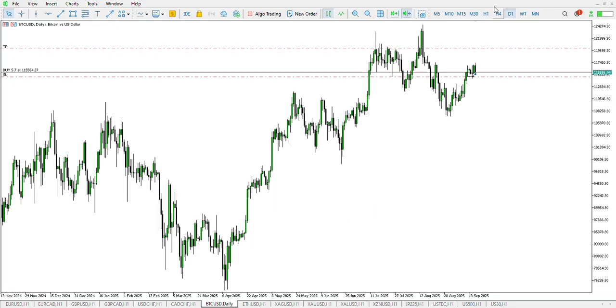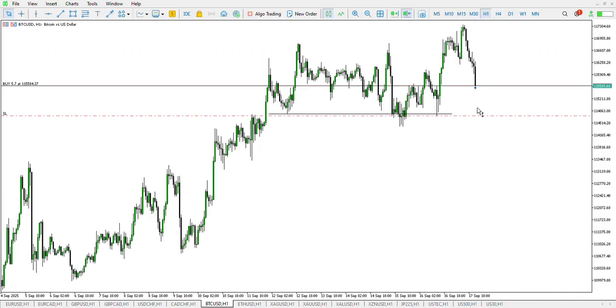BTC/USD, I just showed you at the beginning of the video, so this is looking aggressive, but anything can happen. It might run through my stop, or it might respect it. I am okay either way.